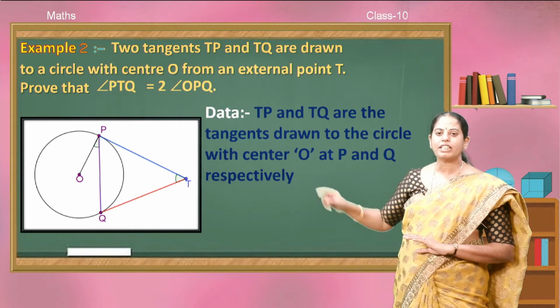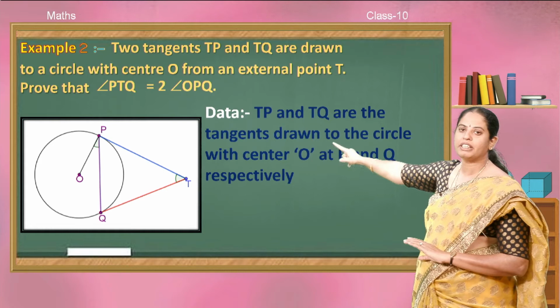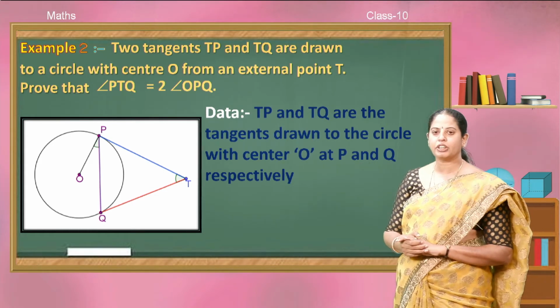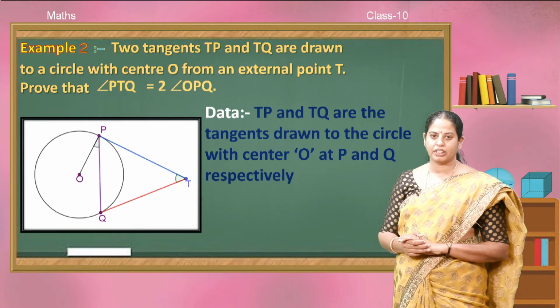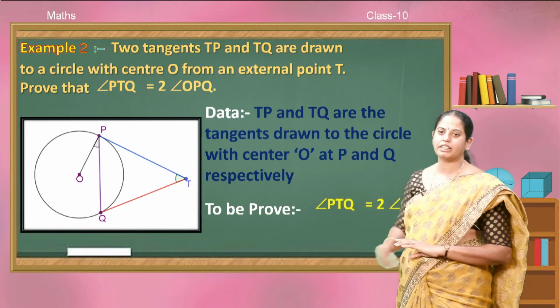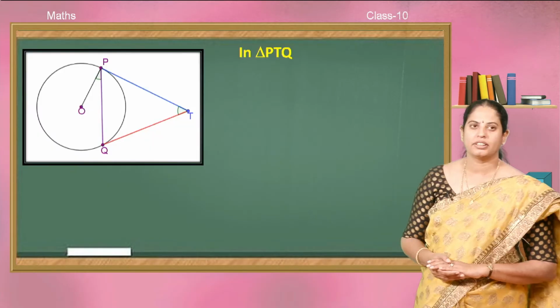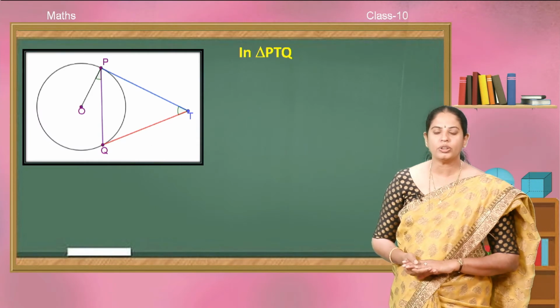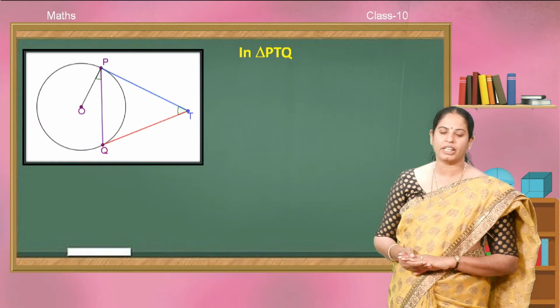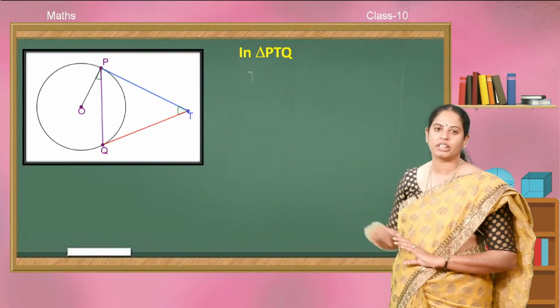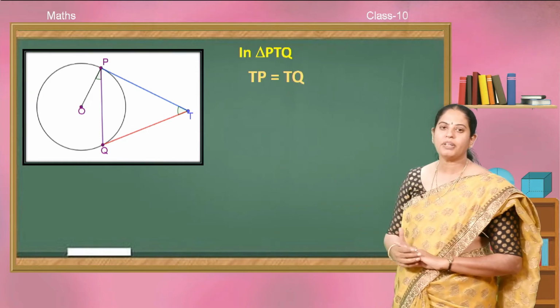So, what is the data given here? TP and TQ are the tangents drawn to the circle with center O at P and Q respectively. Now, we have to prove that angle PTQ is twice the angle OPQ. For this, we are going to do some construction. We join P and Q. Now, observe in triangle PTQ, TP equals TQ.